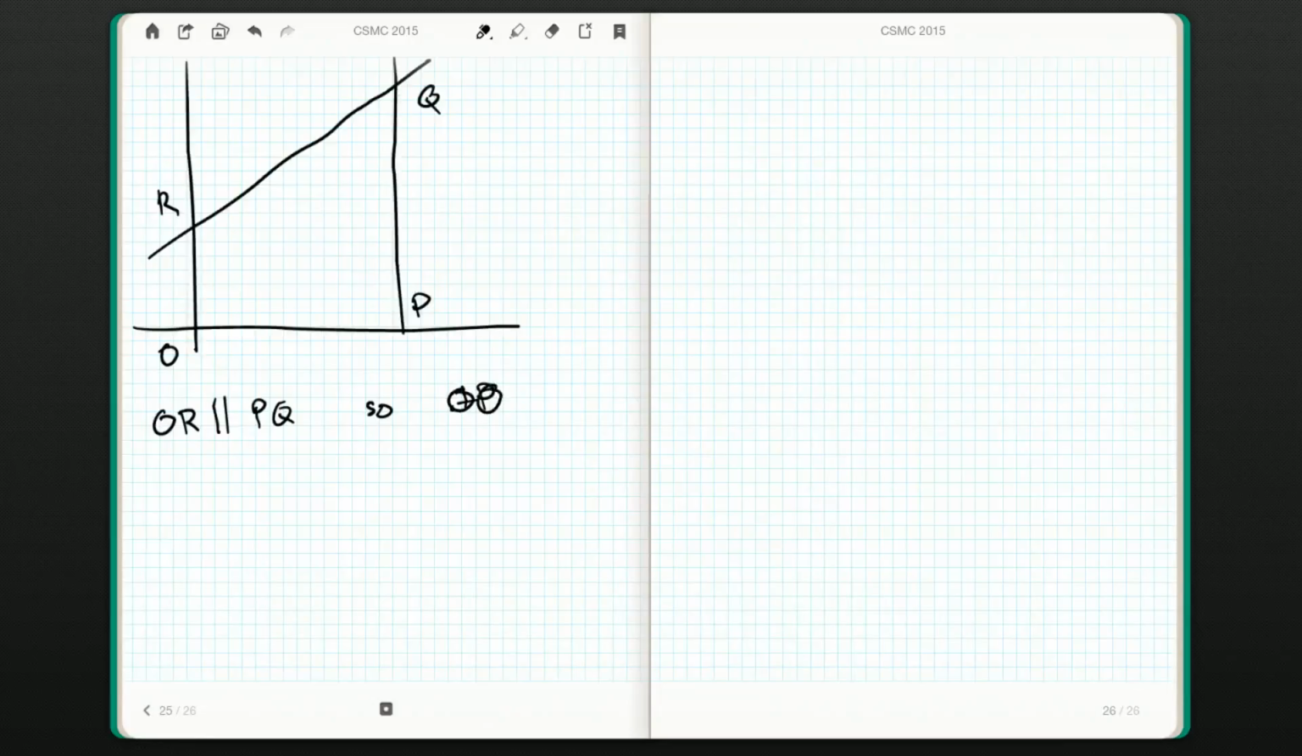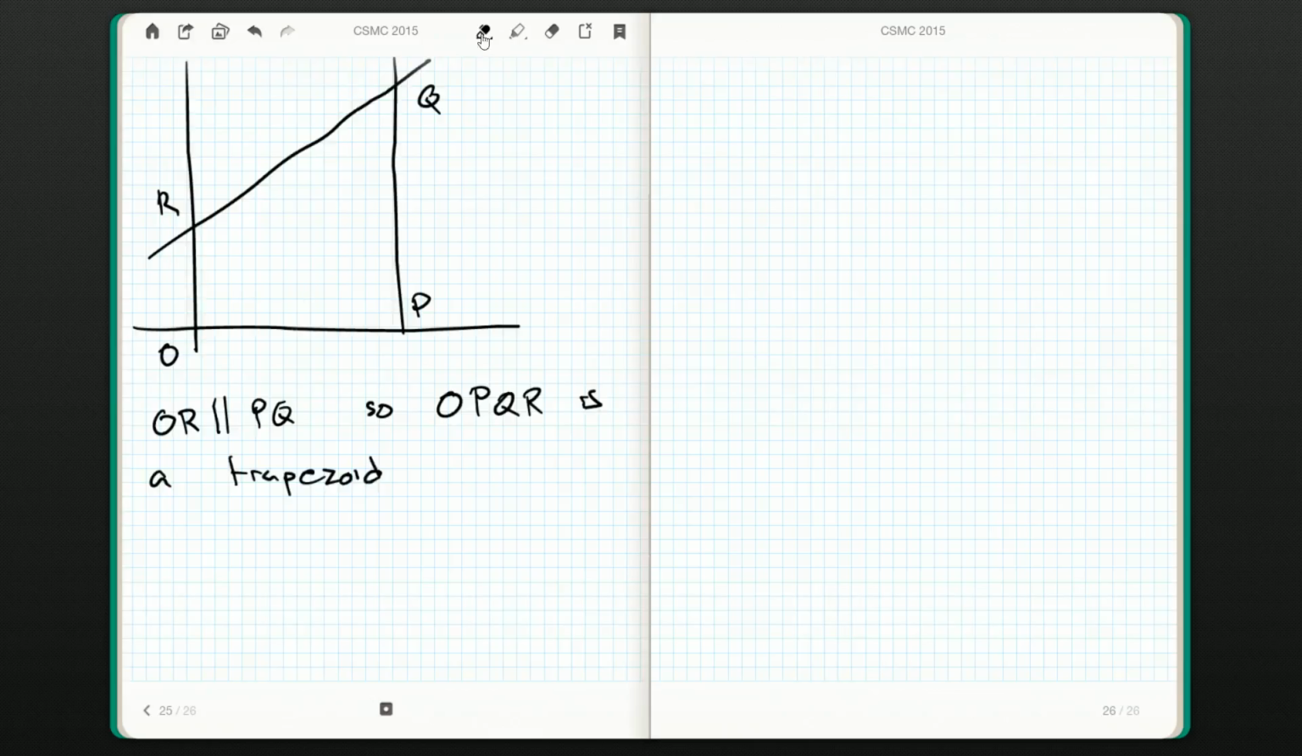So OPQR. There we go. Get the order right. OPQR is a trapezoid.